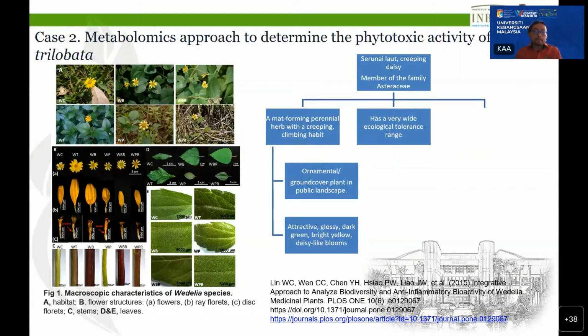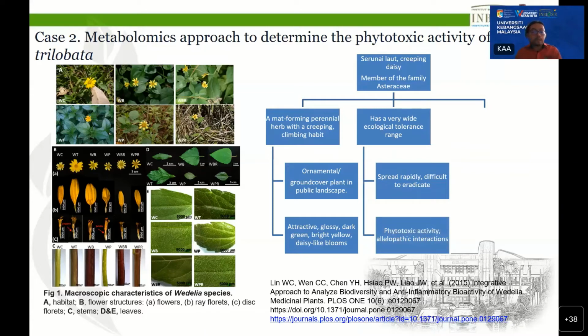This plant has a very wide ecological tolerance range. Basically, it spreads rapidly and is difficult to eradicate. Also, this plant exhibits significant phytotoxic activity and allelopathic interaction, whereby it can inhibit other plants through chemicals that are secreted into the surroundings of this plant.